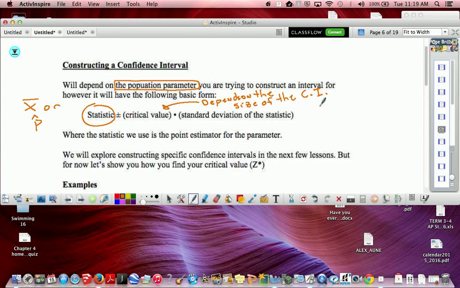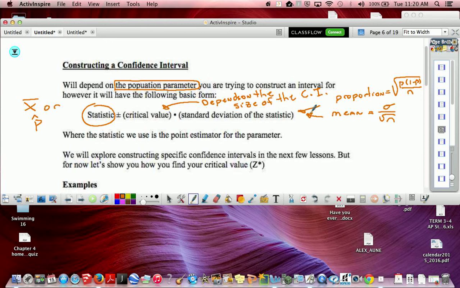Then you'll multiply that by the standard deviation of your statistic. When we talk about this standard deviation for a proportion, if we remember back in chapter 7, it's just the square root of p times 1 minus p over n. But if we're talking about a mean, we're going to be talking about a standard deviation over the square root of n. So it depends on whether we're talking about a mean or a proportion.